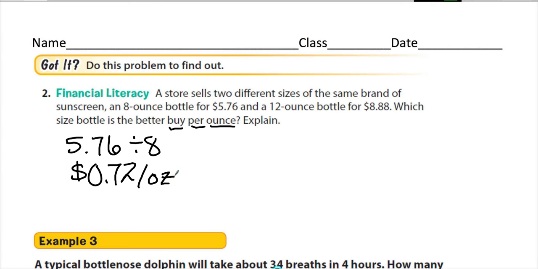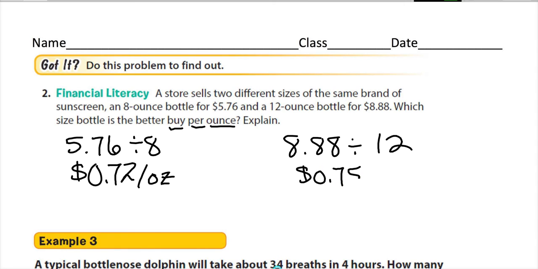Ounce is OZ. And then for this one, it's a 12-ounce bottle for $8.88, so it'll be $8.88 divided by 12. Okay, let's go ahead and type that in. And that's going to come out to 74 cents per ounce. All right, so we're supposed to figure out which one is the better buy per ounce. So were we better off to buy the smaller one or the larger one? In this case, we were actually better off to buy the smaller one.